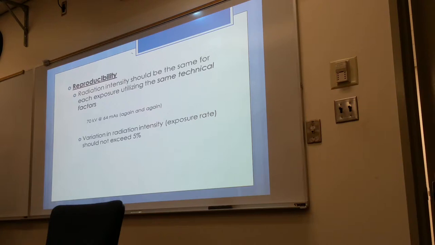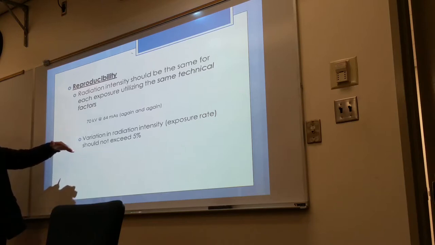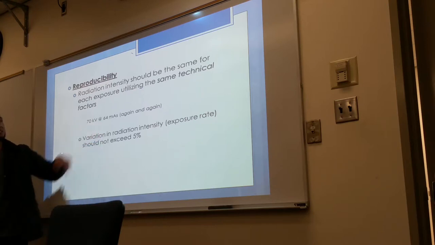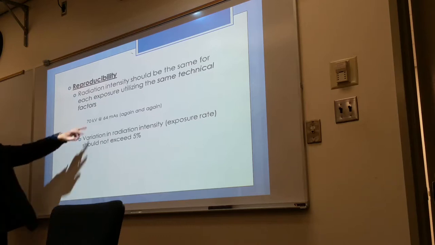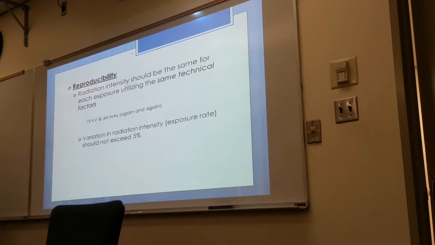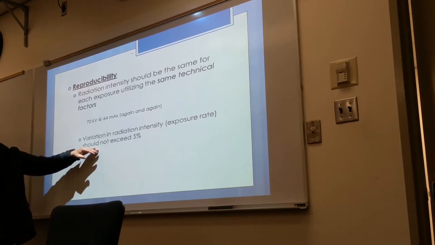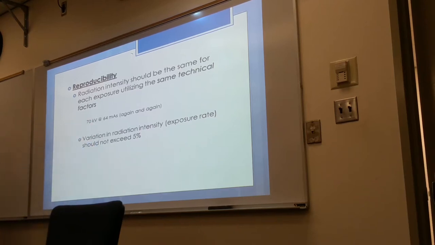So we would put an ion chamber in there to measure the intensity or exposure rate coming from the X-ray tube. And we would, for example, set these technical factors, 70 kV at 64 mAs, and we would hit the exposure button and you should have a certain intensity reading. Wait a few seconds, we will shoot it again, and you should get the exact reading, or close to it. The variation should fall within 5%. There shouldn't be a variation of more than 5%. So if you shoot the set of technical factors over and over again, you should have the same intensity or exposure rate. Again, is that good? Yes, okay, we need to remain consistent.